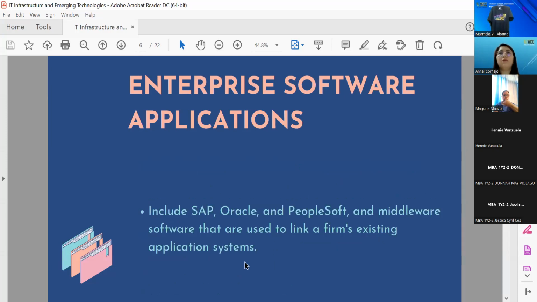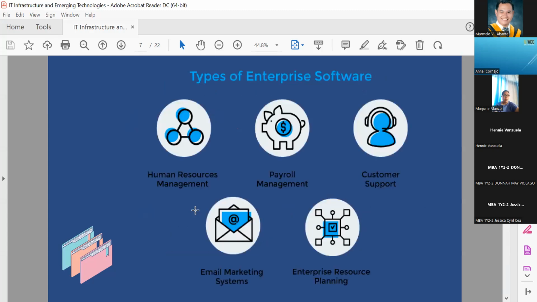Next, IT infrastructure component is our enterprise software applications. What are these? These include the so-called SAP, Oracle, and PeopleSoft, and middleware software that are used to link a firm's existing application systems. By the name itself, ang gumagamit nito yung mga enterprises, yung mga companies natin. Tinutukoy nito yung mga application systems na ginagamit natin sa ating mga kumpanya, which uses SAP, Oracle, PeopleSoft, and other middleware software. So what are examples or the types of enterprise software?